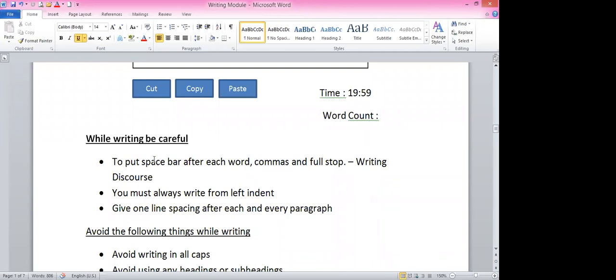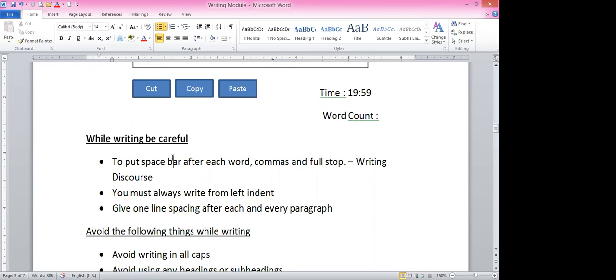So a few things to remember and be careful about: put the space bar after each word, commas and full stop. This is a part of your writing discourse, which is also enabling skills, and it's also a part of your essay writing score. You get 15 marks for your essay. 2 marks are given for writing discourse. So whether you have put the space bar after every word, after comma, after full stop, these are being checked.